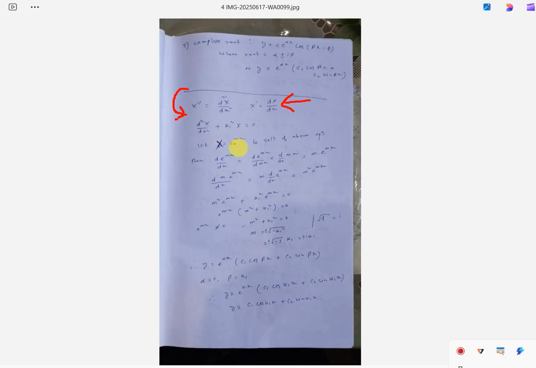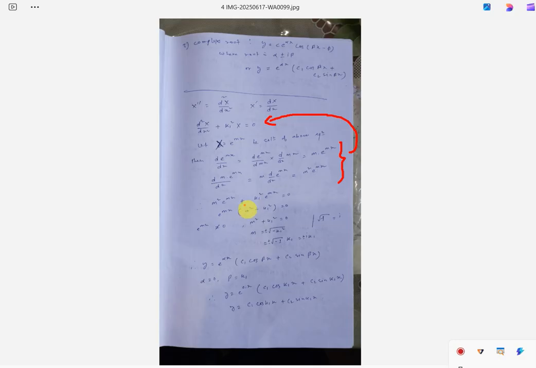And if we take y is equal to e to the power mx, then if we differentiate it any number of times, in the first term it will be m e to the power mx, and in the second term it will be m square e to the power mx. So if we substitute m e to the power mx and m square e to the power mx in this differential equation, then what will we get?